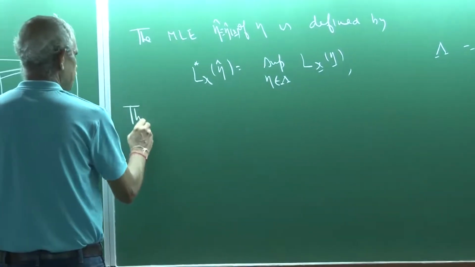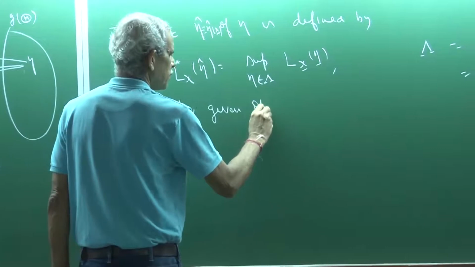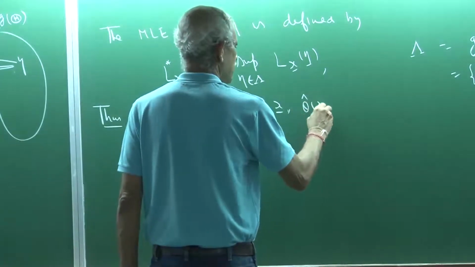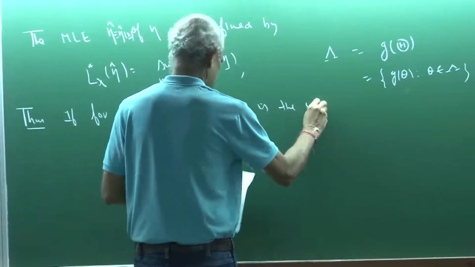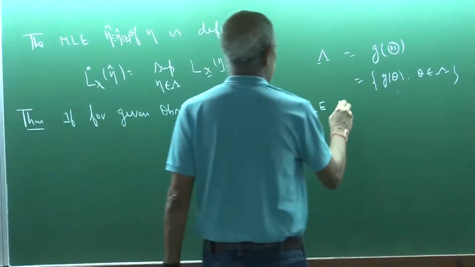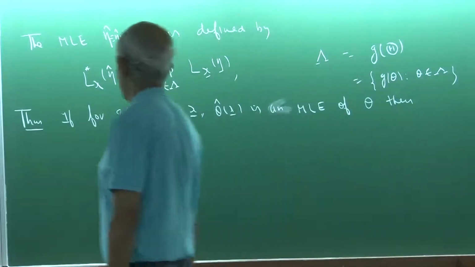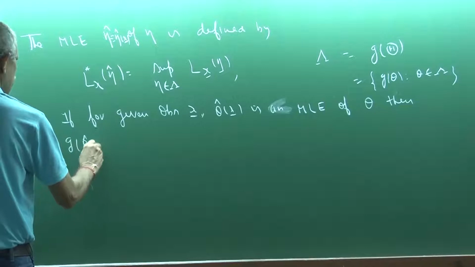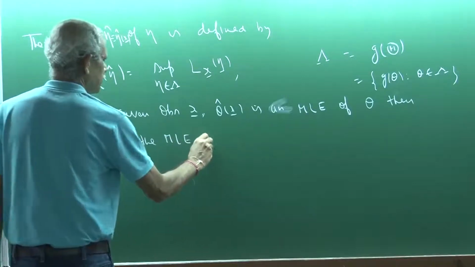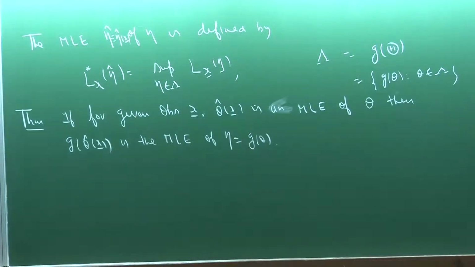So, theorem: if for a given observation x, theta hat of x is the MLE of theta, then G of theta hat of x is the MLE of eta, which is G of theta. Let me not give a proof of it. I'll leave this as an exercise.